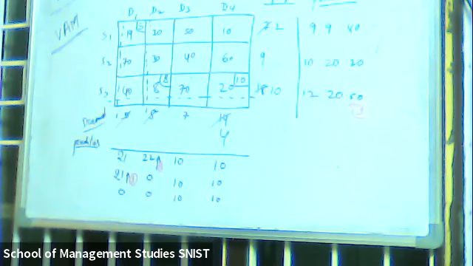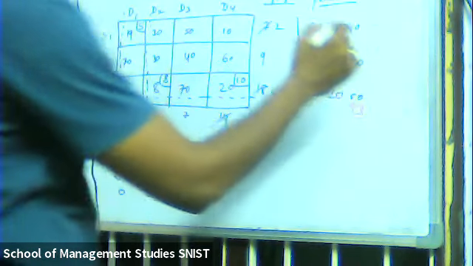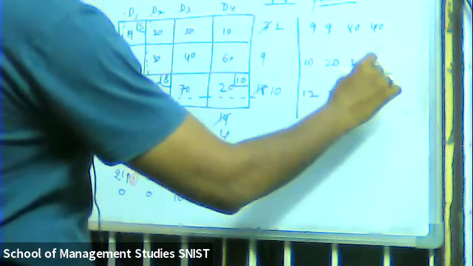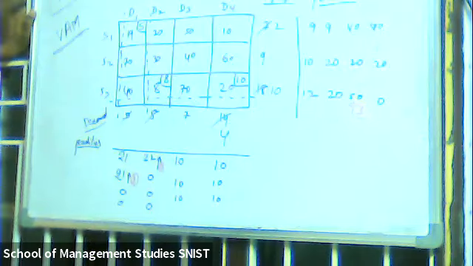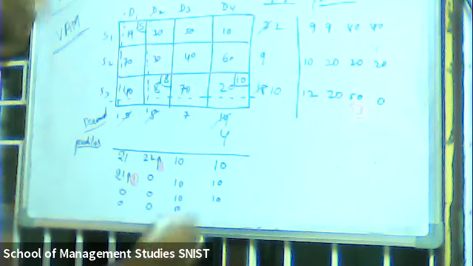Yes, sir. Now same thing again. Now penalty, tell me. 40, 60 minus 40 is 20. Penalties: first column 0, second column 0, third column 10, fourth column 50.